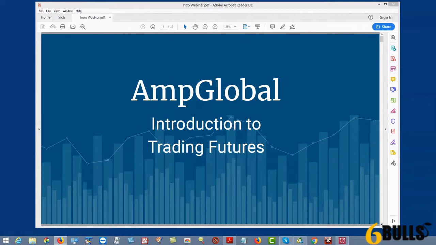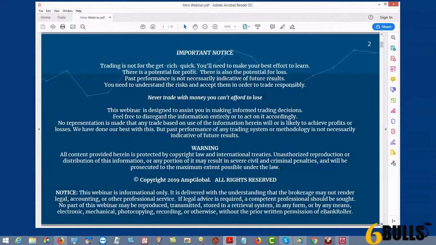Before we get started, we always have to make our attorneys happy. So just a couple of words here. Trading is not for the get-rich-quick. You'll need to make your best effort to learn. There's a potential for profit and also a potential for loss, and never trade with money you can't afford to lose. So with that, let's get started.